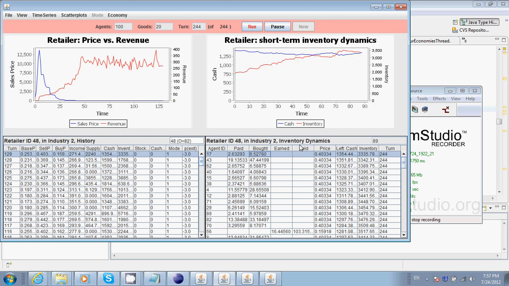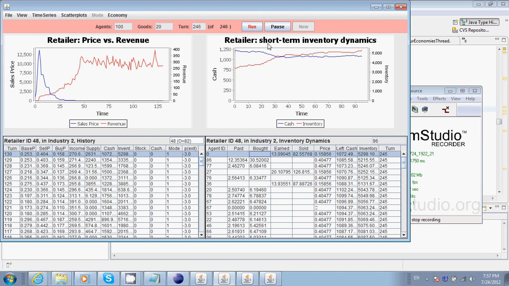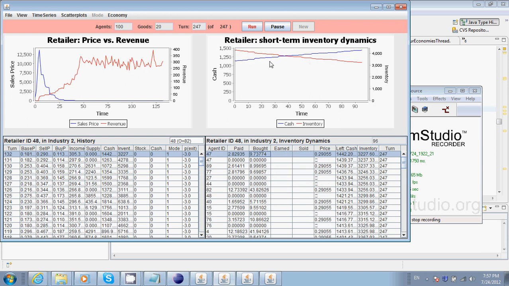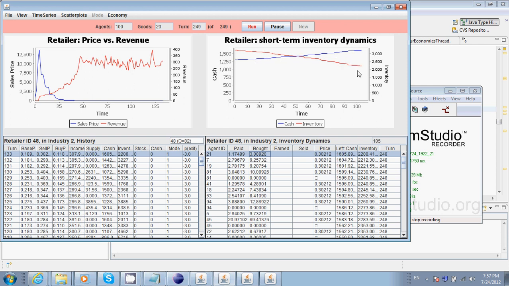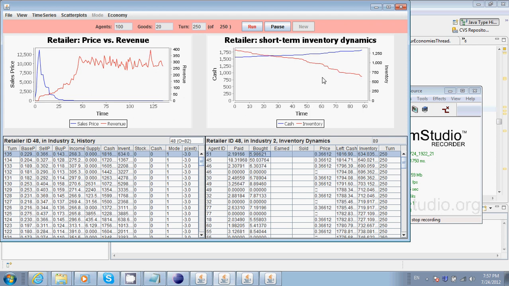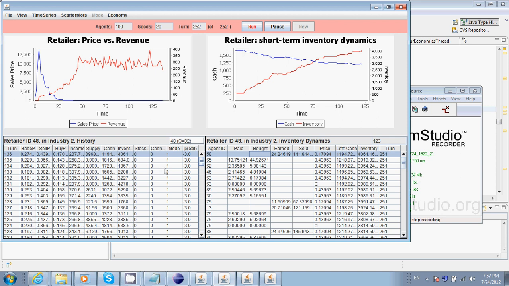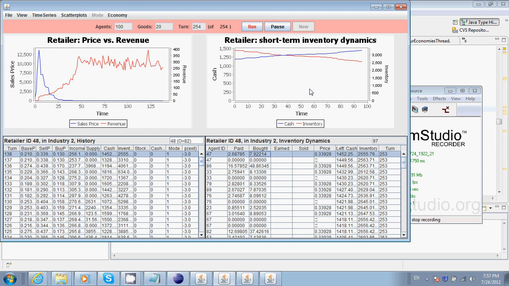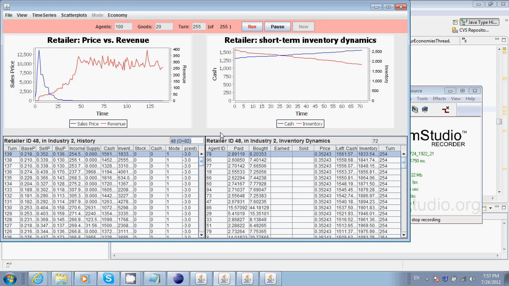Not surprisingly. And this screen, the short-term inventory dynamics, shows what's happening to his inventory in the course of any given turn. So here he's accumulating cash, he's running down his inventory, and that's actually been happening for a little while. That's a little bit troubling. You see, he hasn't been managing to get anybody to supply him, so that's okay. This time he did. So this guy's managing to do it, but a lot of times it's hard for retailers to keep their inventory stable.